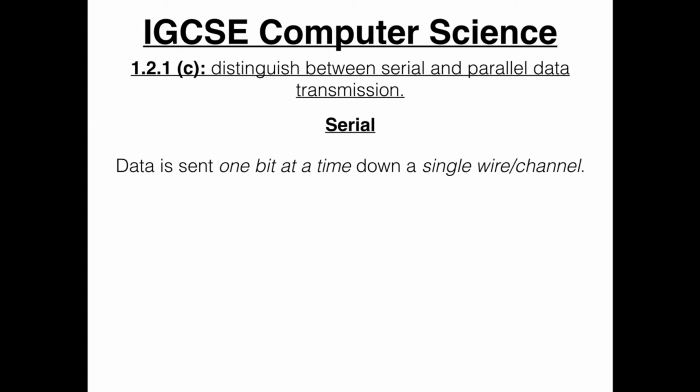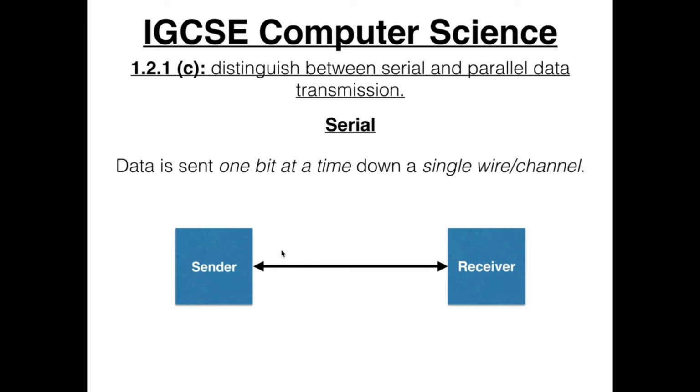In serial data transmission, data is sent one bit at a time down a single wire or channel. To get a better idea of this, here's a diagram. You can ignore the arrowheads because they don't really have anything to do with this. But basically the idea is it's a single wire, one bit at a time down this single wire. And serial data transmission is usually used with long distance calls and USBs.